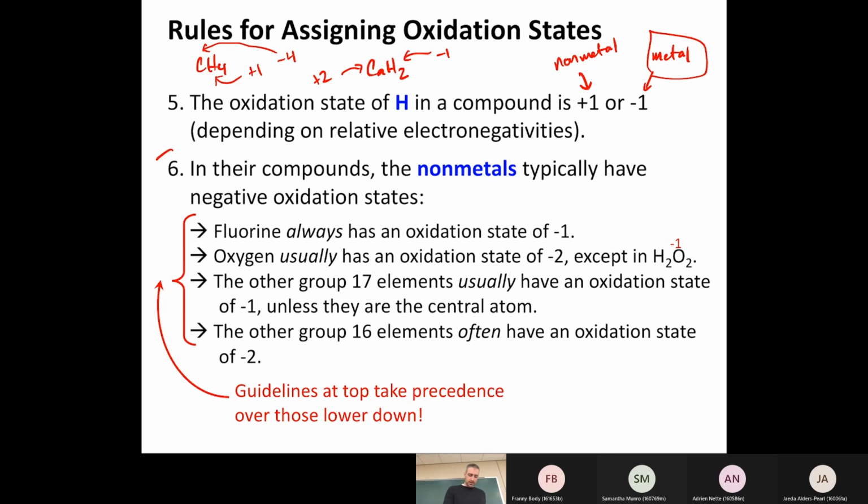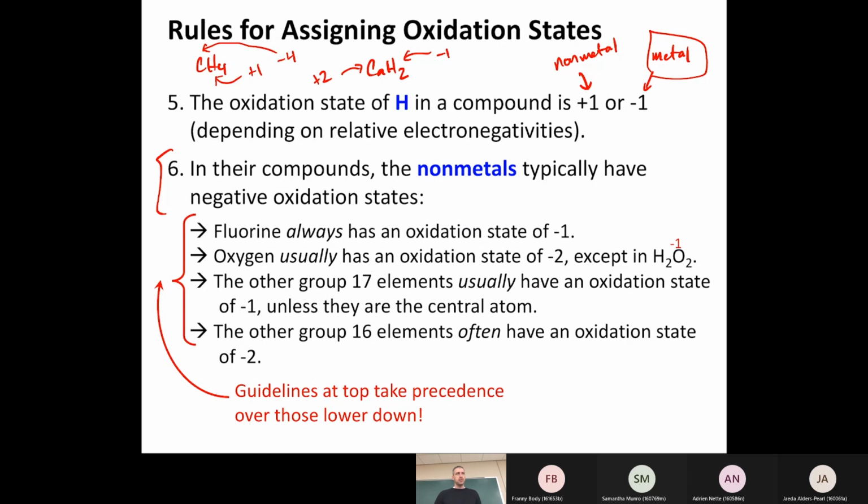For nonmetals, they get a little more complex. Fluorine always has an oxidation state of -1, unless it's atomic, like molecular fluorine, F2. So any molecule, any compound where fluorine is part of it, it's always -1. I think there's probably no known examples where that's not the case.